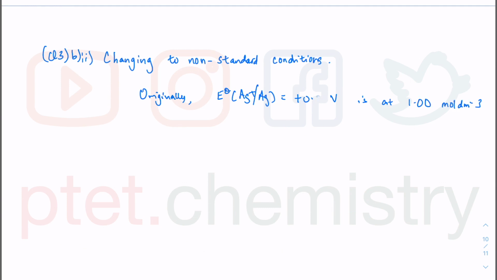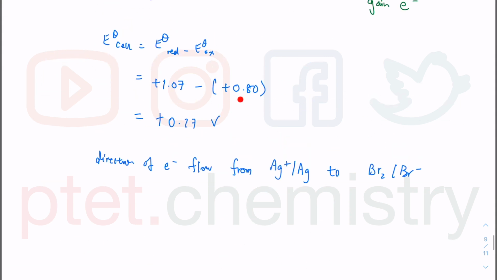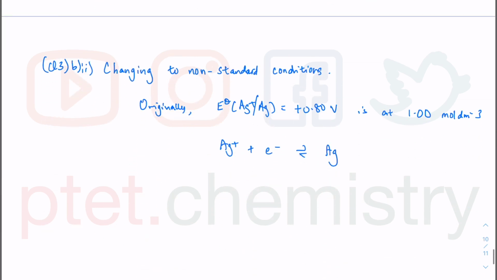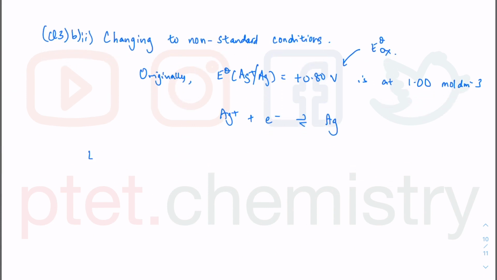Let me just improve the handwriting a little bit. This is for silver plus electrons going to silver as shown in your data booklet. And we know that this was your E0x, it was your E0x just now. Okay, it's better if I explain first because it will make more sense. This is basically a qualitative explanation in terms of Le Chatelier's principle based on this equilibrium.